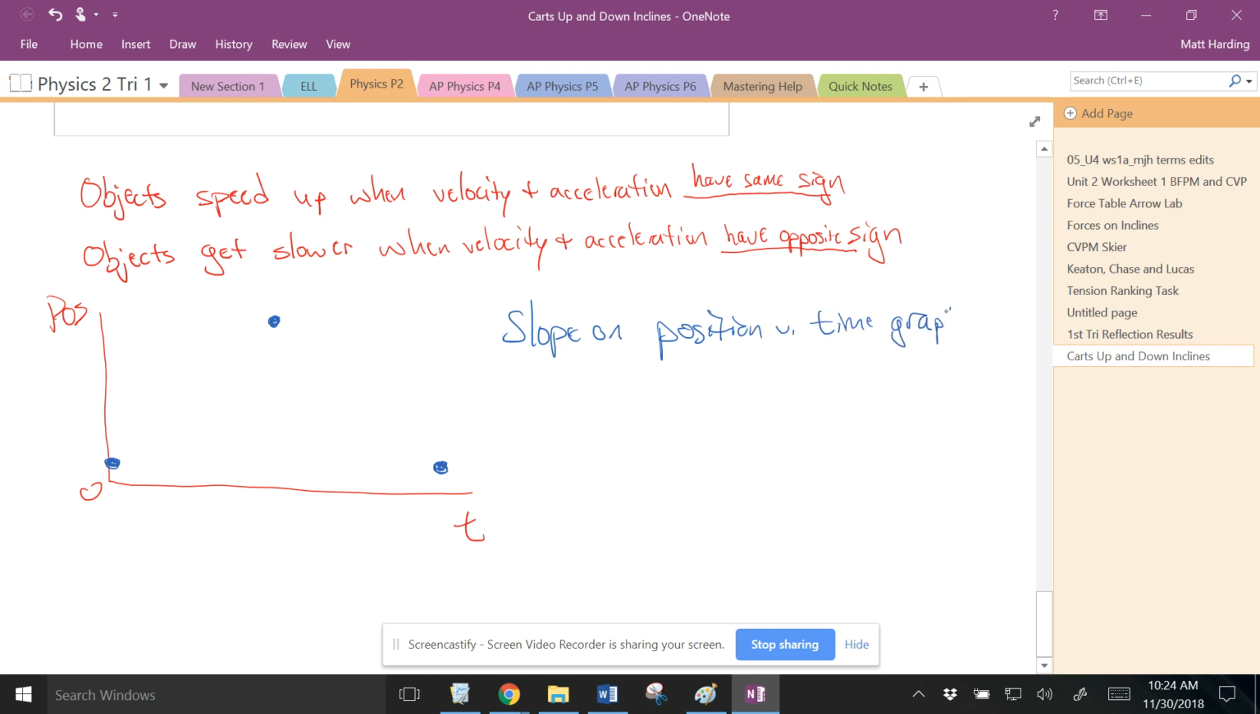Now keep in mind, slope on a position versus time graph is velocity. So is there any point in this motion, from when it leaves my hand until it gets back to my hand, where the velocity is either zero or close to zero? Okay, run that by your neighbor really quick. When is it going slowest? Check with your neighbor.